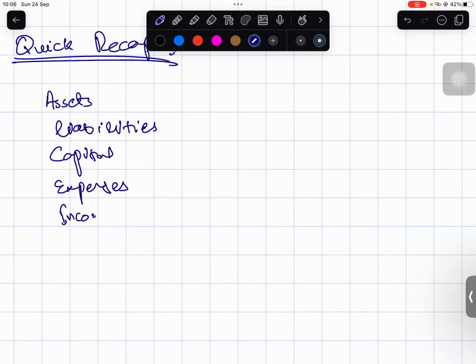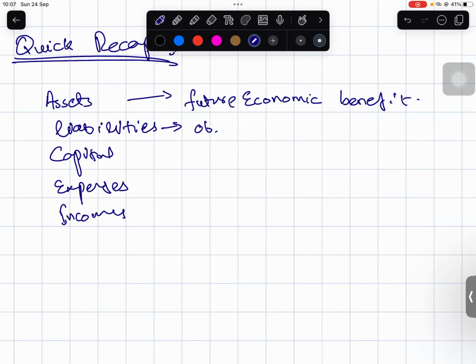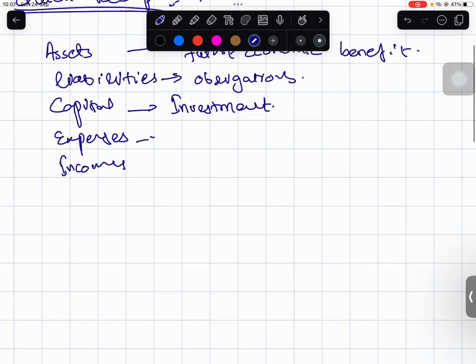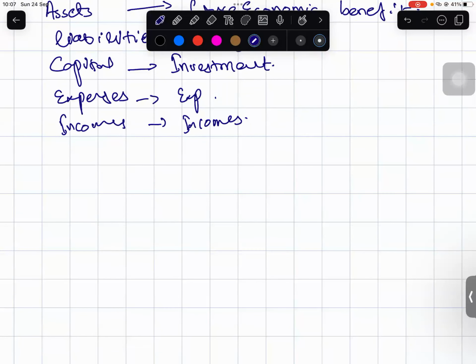Expenses, and incomes. We discussed that assets are anything which the business owns, which gives or may give us future economic benefit. For liabilities, we discussed that these are obligations which the business needs to pay off. Capital is just the investment by the owners. Expenses are expenditures and incomes are incomes. And then we also discussed drawings and dividends.